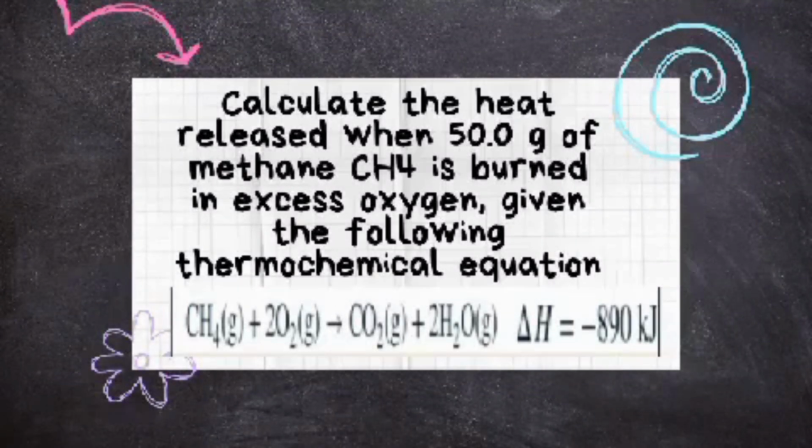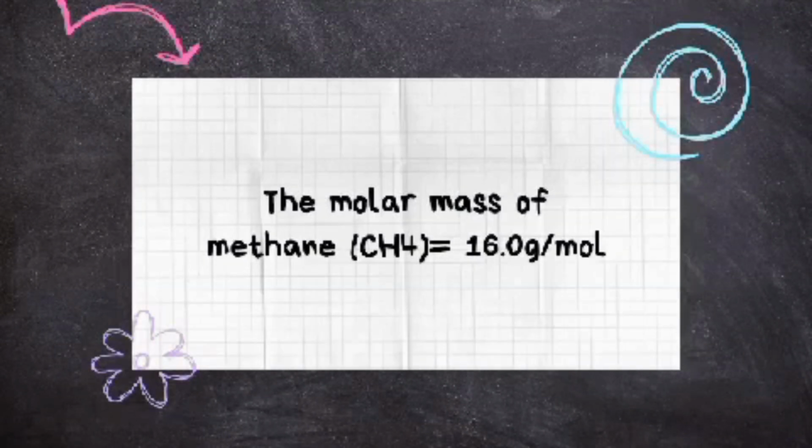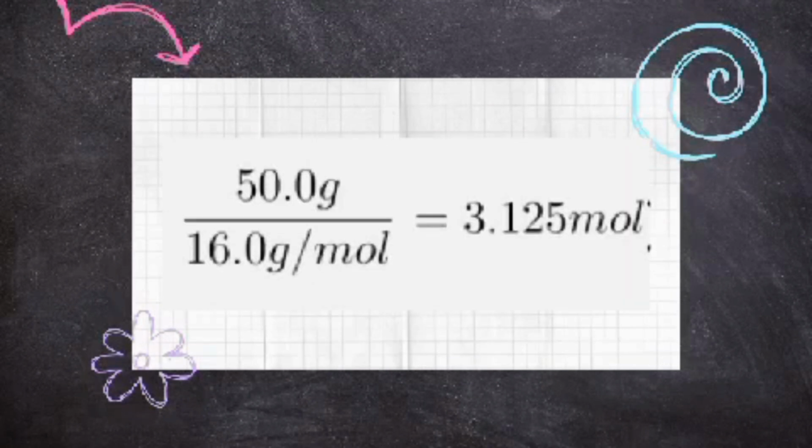Calculate the heat released when 50.0 grams of methane is burned in excess oxygen, given the following thermochemical equation. This tells us that when 1 mole of methane is burned, 890 kilojoules of heat are released. So, the first thing we do is convert grams of methane to moles. The molar mass of methane is approximately 16.0 grams per mole. So, moles of CH4, which is methane, equals 50.0 grams divided by 16.0 grams per mole, which gives us 3.125 moles of methane.